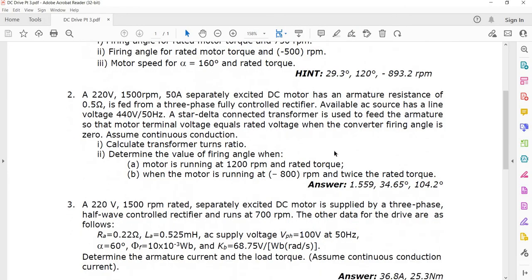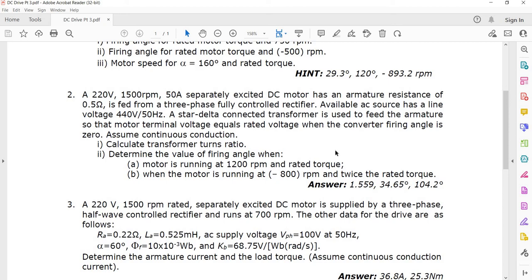So question number 2: a 230 volt, 1500 RPM, 50 amp separately excited DC motor has an armature resistance of 0.5 ohm, fed from a 3-phase fully controlled rectifier. Available AC source has a line voltage of 440 volt, 50 Hz. Star delta connected transformer is used to feed the armature, so the motor terminal voltage equals rated voltage when the converter firing angle is 0. Again, we assume that is a continuous condition.